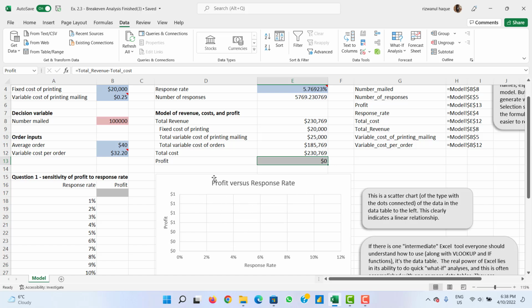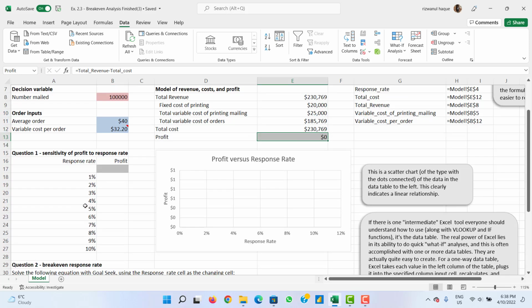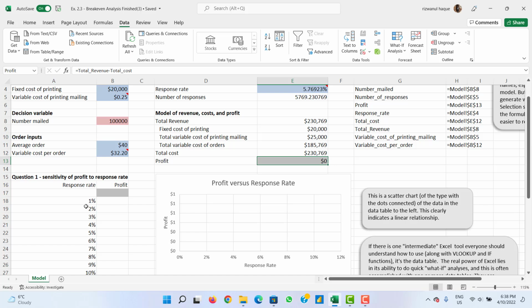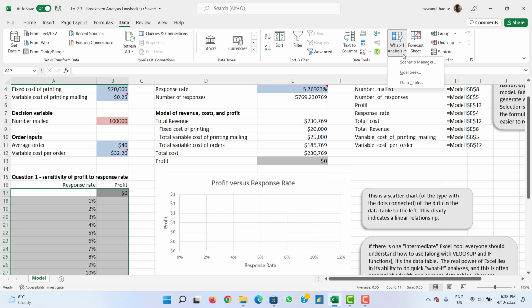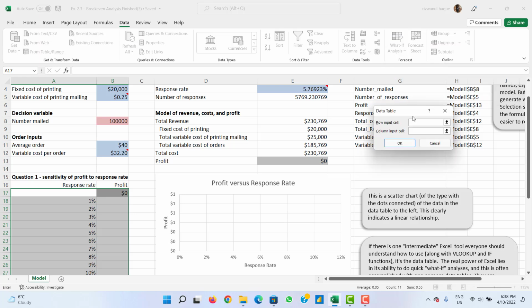Now, this is not a normal graph. It's not built yet. There's a response rate column and a profit column. So this is my profit, I just tagged it my profit. Now I want to know for what response rate my profit would be what. So, What-If Analysis. This time I'll use a data table.